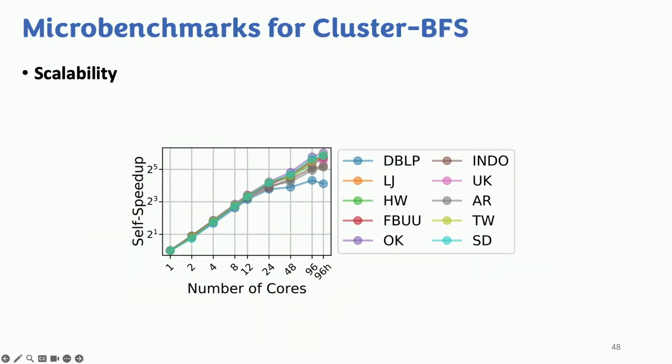It is important to show the scalability for parallel algorithms. In this figure, the x-axis is the number of cores, and the y-axis is the self speed up. We can see we have almost linear self speed up as the number of cores increases. Next, let's see the performance of the application.